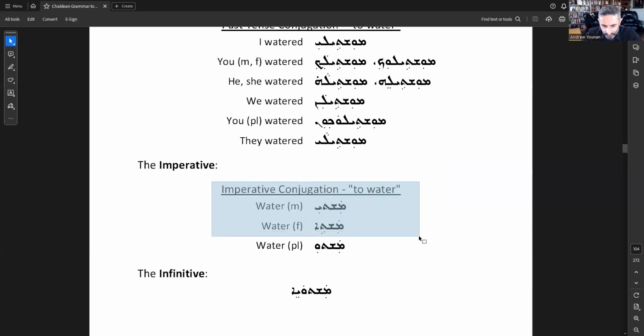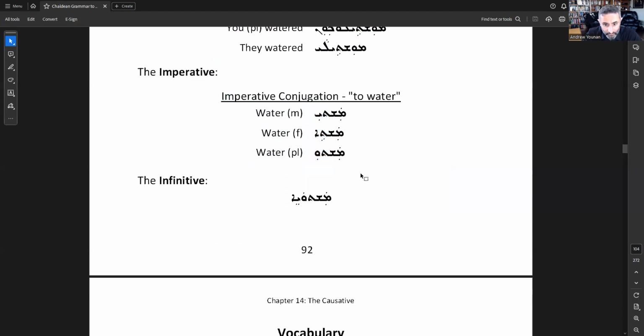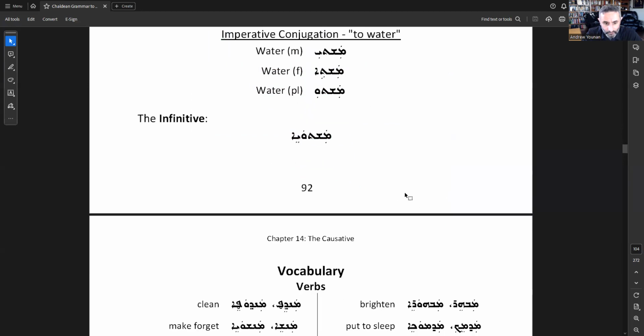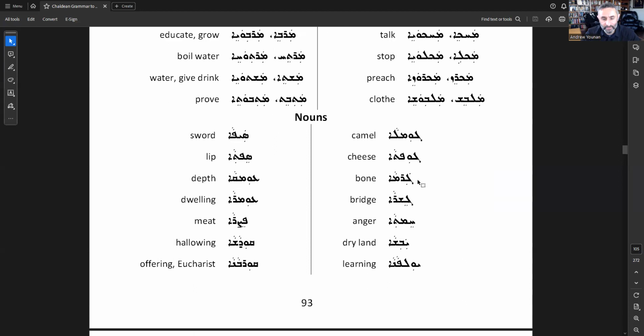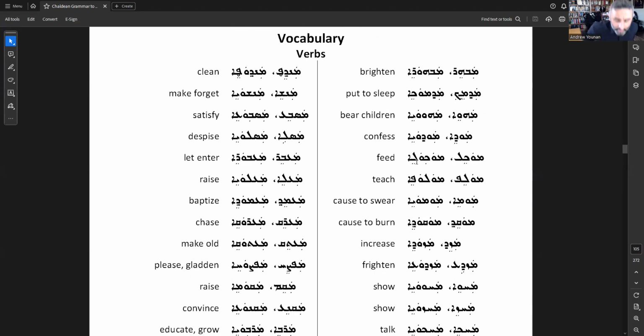Meshte, the feminine. Meshto. These endings are very regular, very normal for this third week. And then you have the meme with a vowel on it. And then the infinitive, meshtoye. Okay. Lots and lots of vocab to practice this with.